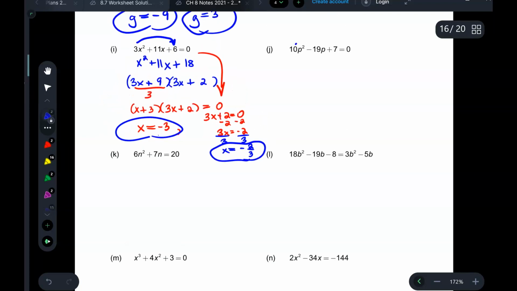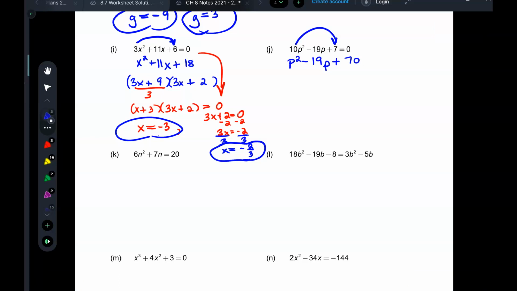Okay, there's no GCF, it's equal to 0, so I'm going to multiply the 10 to the 7. So we get p squared minus 19p plus 70. Actually, let me leave out the equals here. Two numbers that multiply together to give us 70 add up to -19. It's a hard one. It can't be -7 and -10. They do have to both be subtraction signs, though. So I'm going to put the 10 in front.